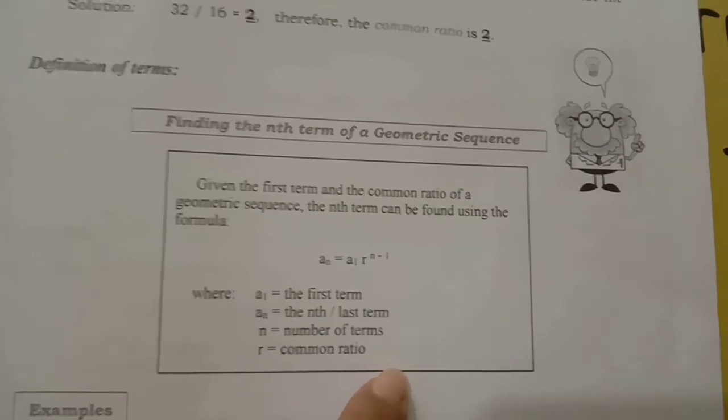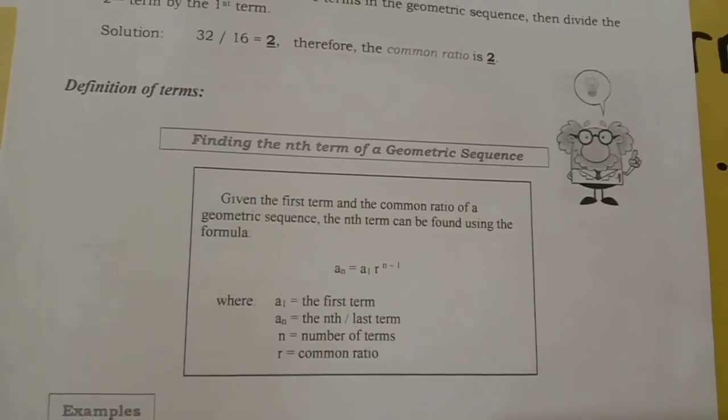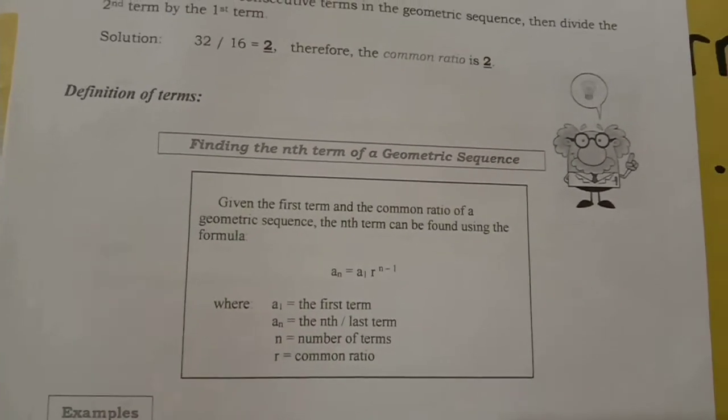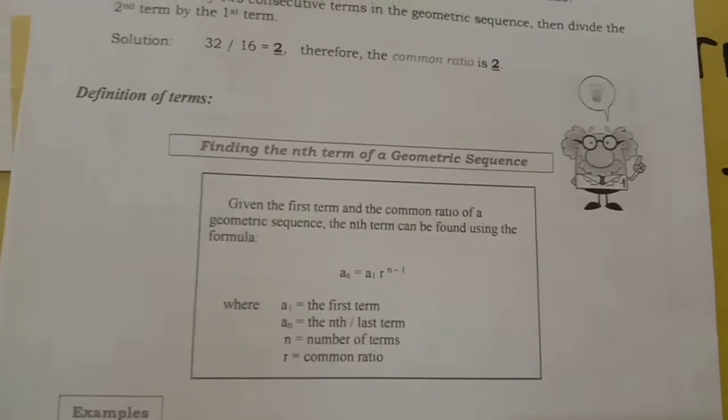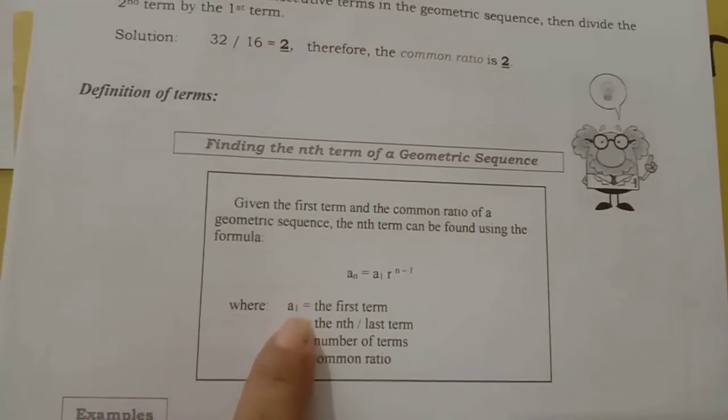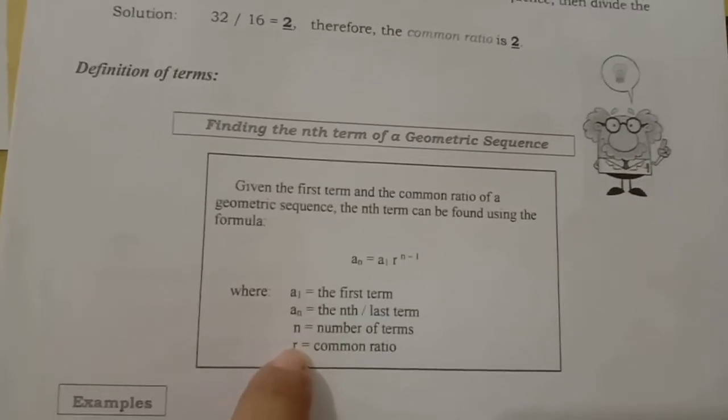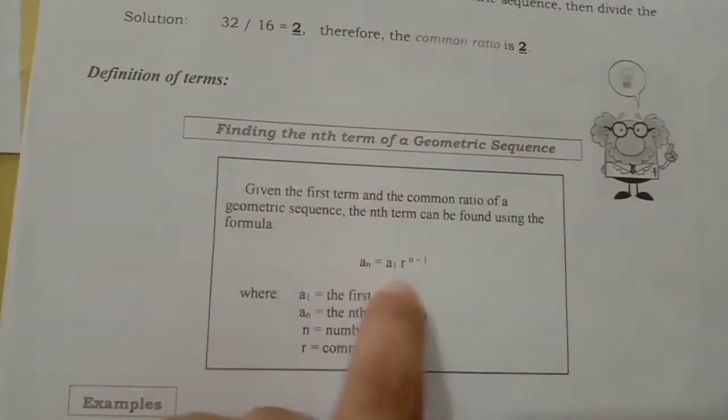So, parang yung ginawa din natin noong arithmetic sequence. Iniba lang natin yung formula. Hahanapin lang natin yung mga values ng a sub 1, a sub n, and r, and then substitute it to the formula and then solve. So, let's have an example.